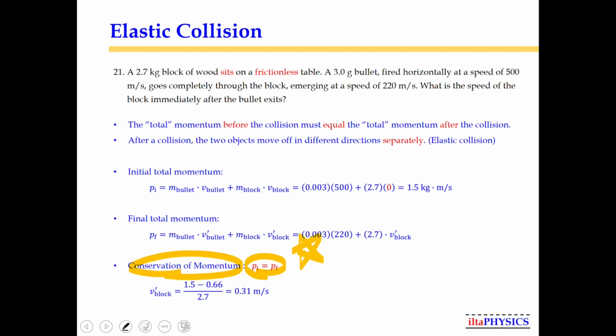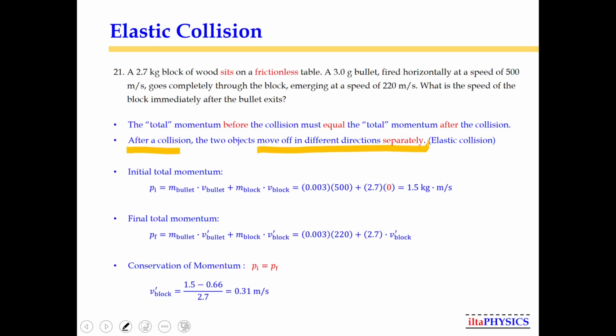One more thing to recognize is that this is an elastic collision because the bullet and the block do not stick together. They move in different directions after the impact separately. When I say different directions here, it doesn't just mean their actual paths are different, but rather it covers any case where they move as separate entities after the collision.